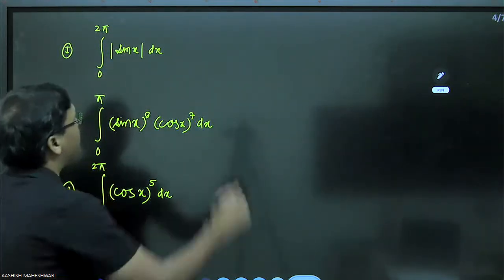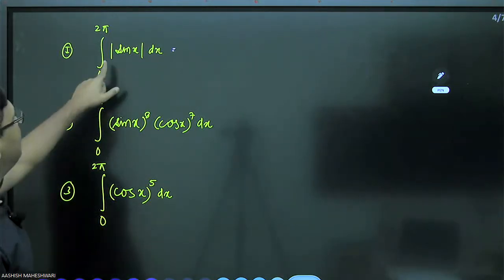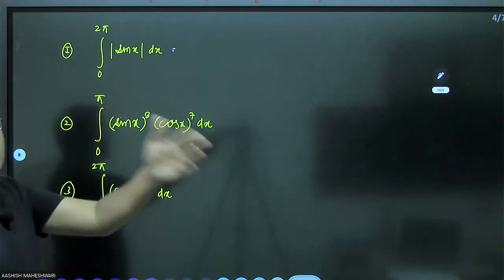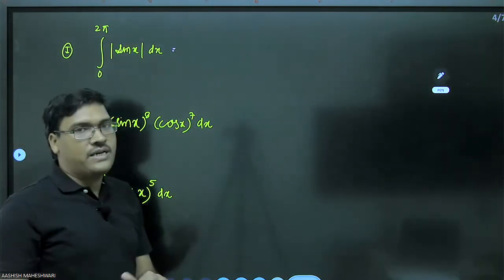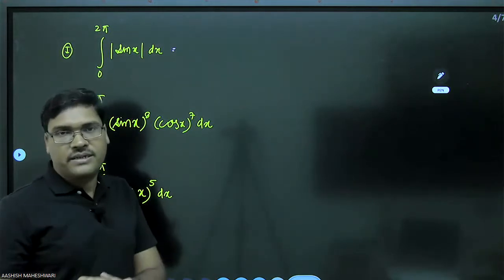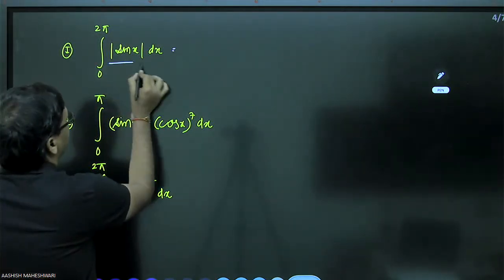So here, one way to solve this question is, if you have modulus of sin x, I can break this into 0 to pi, then pi to 3 pi by 2, pi to 2 pi, correct? Because modulus of sin x will be equal to sin x or minus sin x depending upon the interval. But in that case, you have to break this integral. Otherwise, what you can do is, you can clearly see this is function f of x.